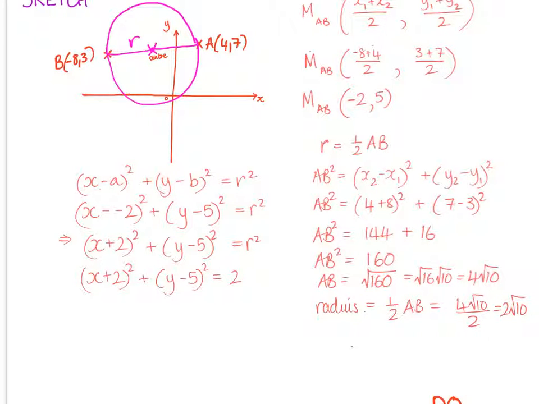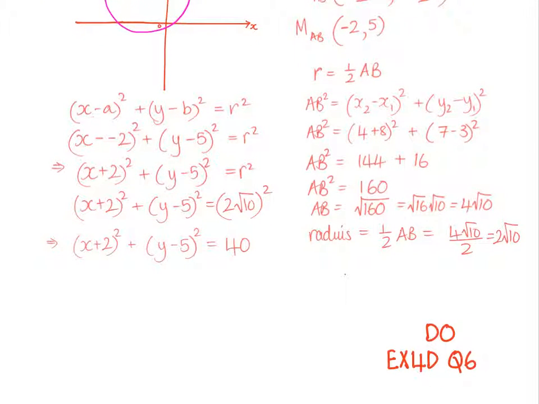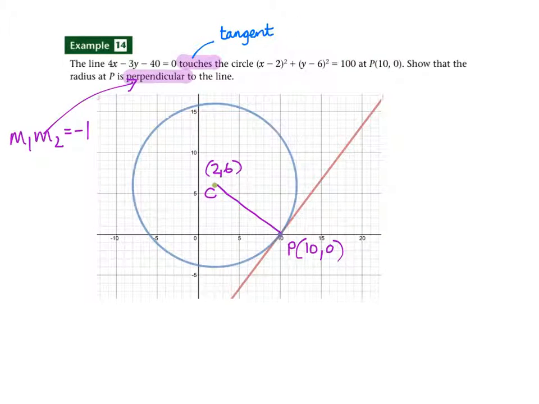And it's r squared, so it's 2 root 10 all squared. Just watch out for that, it's really important. So our final answer becomes x plus 2 all squared plus y minus 5 all squared equals, and squaring that gives us 4 times 10, so it's 40. The bit to watch out for is that you find out the radius, but you've actually got to square it, and 2 squared is 4, root 10 squared is 10, so that's where you get your 40. Right, now you could do question 6 following on from that, and then we've got one last example.